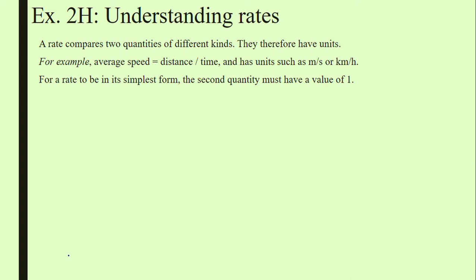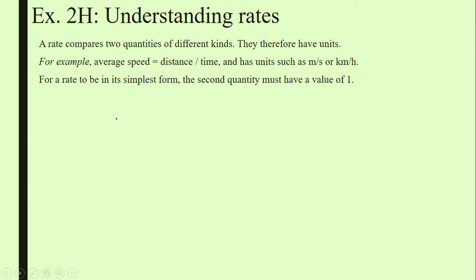percentages, ratios, and rates. Today we are looking at our final exercise in the chapter, exercise 2H, understanding rates. This might be a little bit new this year, but you've definitely seen rates before, probably in science, if not already in maths. So a rate compares two quantities of different kinds.